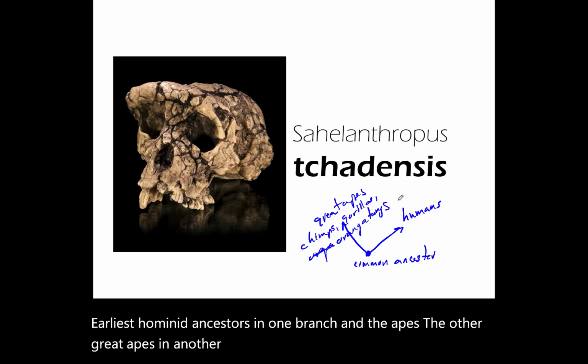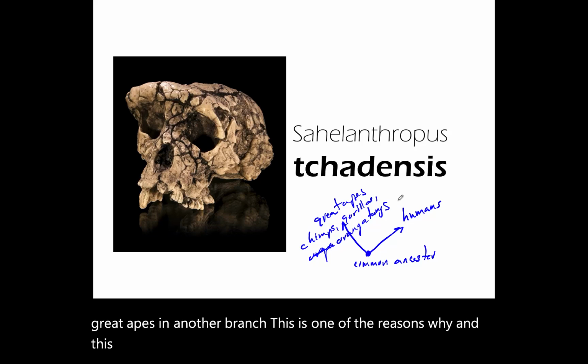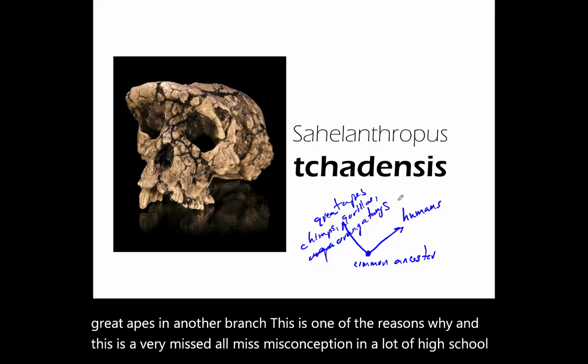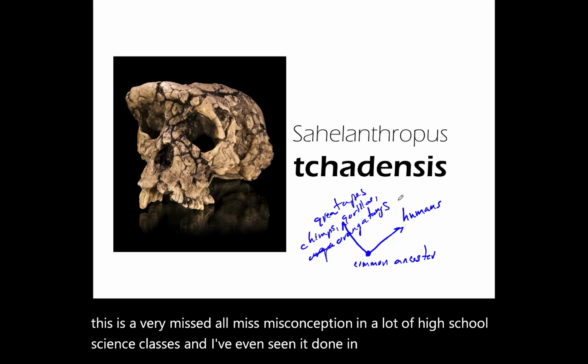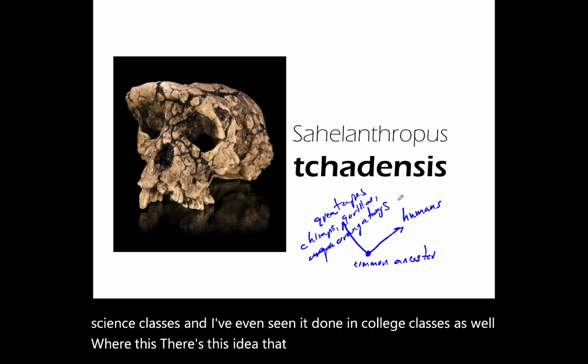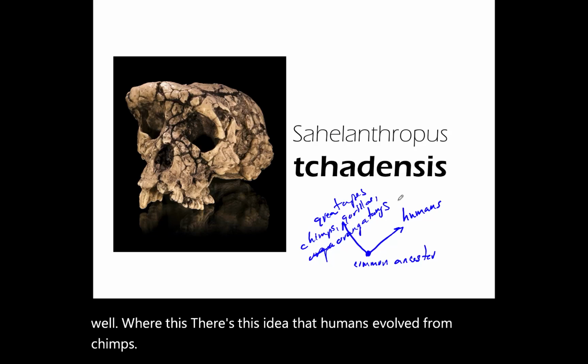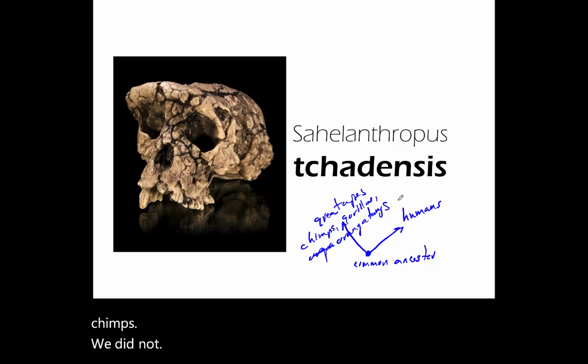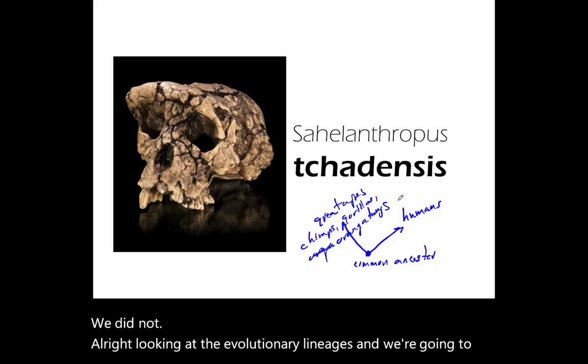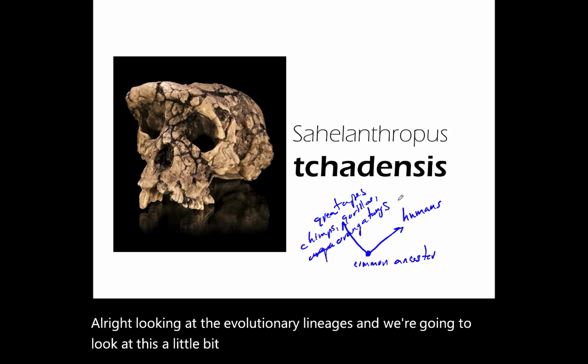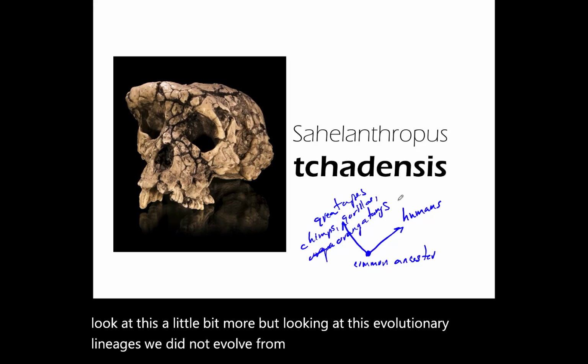This is one of the reasons why, and this is a very mistaught misconception in a lot of high school science classes, and I've even seen it done in college classes as well, where there's this idea that humans evolved from chimps. We did not. Right? Looking at the evolutionary lineage, and we're going to look at this a little bit more, but looking at this evolutionary lineage, we did not evolve from chimps. We evolved from a common ancestor.